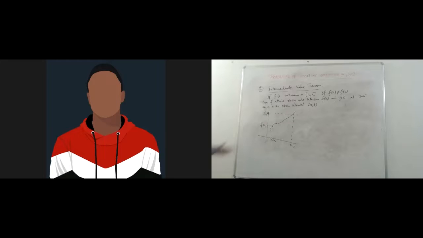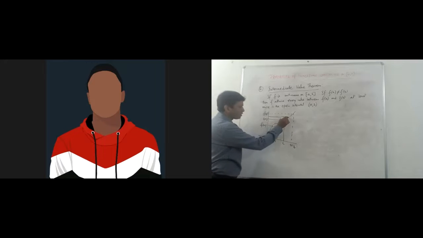If f(a) is not equal to f(b), then f attains every value between f(a) and f(b) at least once in the open interval. That means a continuous function assumes any value between two values. If you draw a horizontal line, you get a point. If you draw another horizontal line, you will get a point. That is called the intermediate value. If you have two values f(a) and f(b), all the values in between will be assumed by the continuous function.